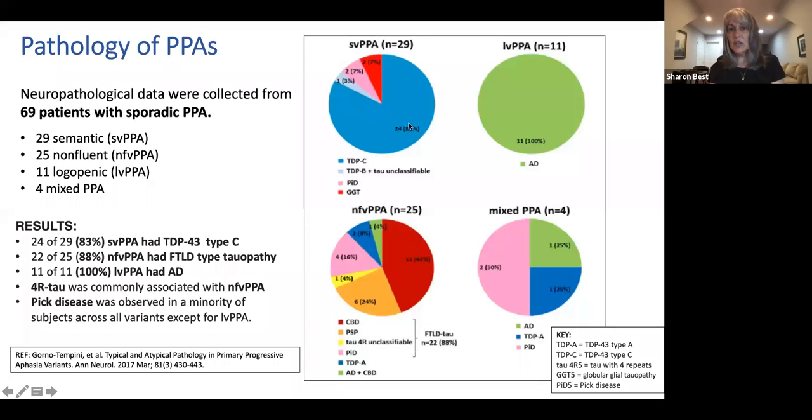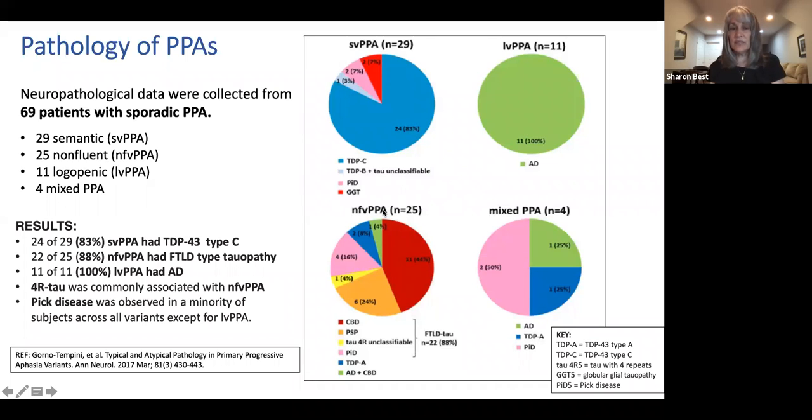You can see that the large majority of them had TDP-43 type C, whereas just a few of them had something called GGT, which is globular glial tauopathy. Just 2 of them had Pick's disease, and 1 of them had a different type of TDP plus an unclassifiable tau. Take a look at the logopenic PPA. 100% of hers had an AD etiology, so underlying amyloid plaques and tau tangles.